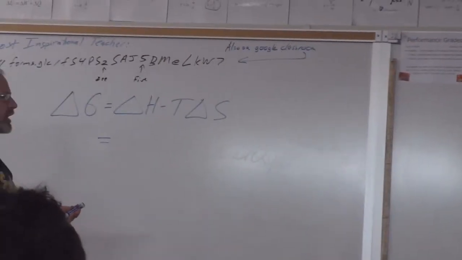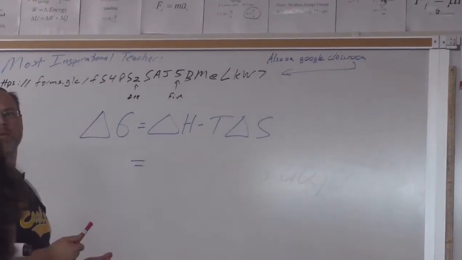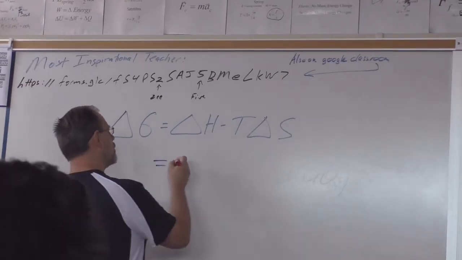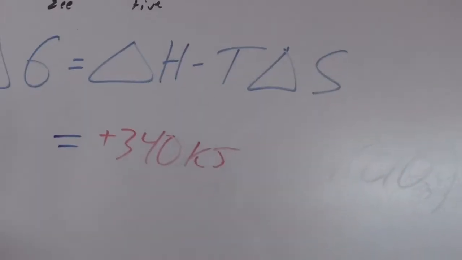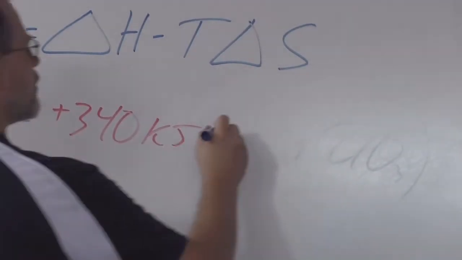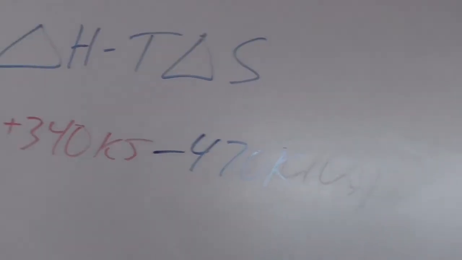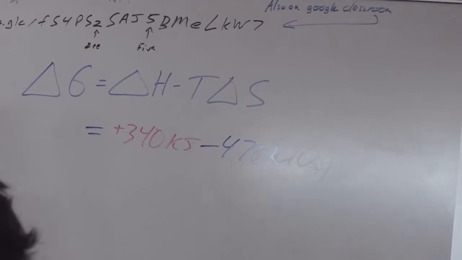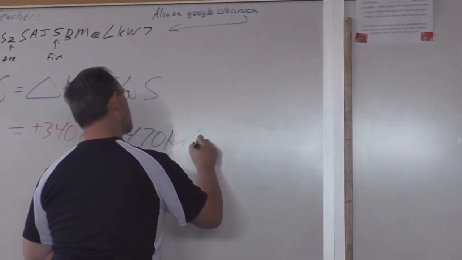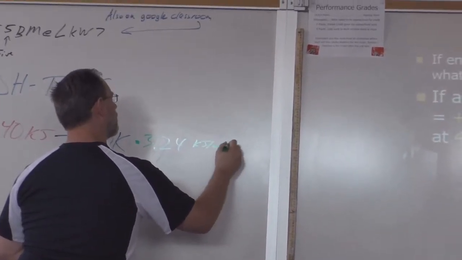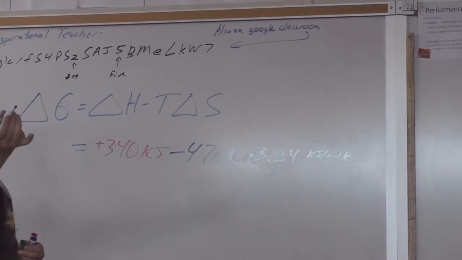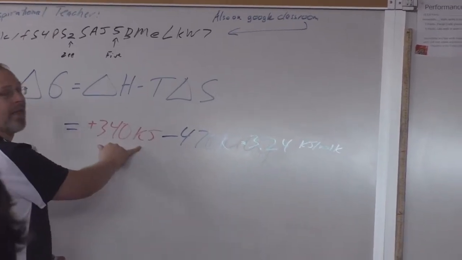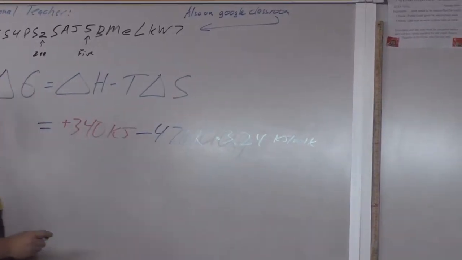So, delta H. Is delta H spontaneous or non-spontaneous? I'll tell you. Delta H is non-spontaneous. The universe doesn't like positive values of entropy or enthalpy. So, we have a positive 340 for the enthalpy. Temperature is always positive, in this case 470. And then the entropy term is, what did you write down for entropy? 3.24. Good. Entropy value is 3.24, and now it's in kilojoules, 3.24 kilojoules. So is this spontaneous or non-spontaneous entropy? It's spontaneous. So we have a situation where our enthalpy is non-spontaneous, and our entropy is spontaneous. Then we just do our math and we can find out what our actual value is.